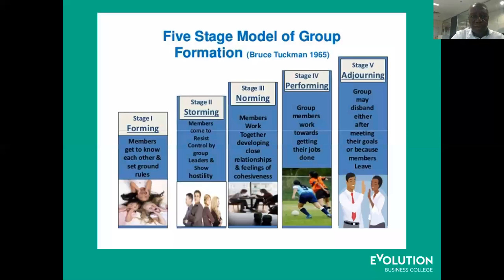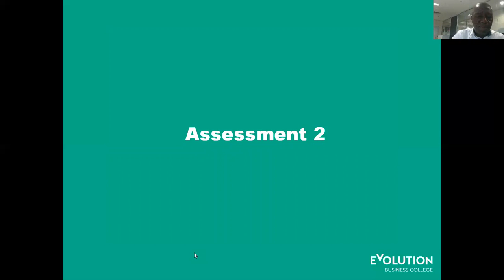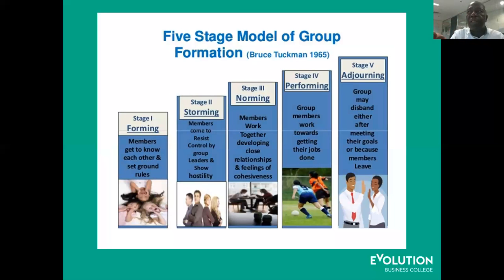Assessment 2. So let's go to assessment 2. As we discussed in assessment 2, you're going to read the case study. And in this case study, obviously, one of the questions they're asking is to explain the group team development. What are the processes that teams go through in developing and growing? Bruce Tuckman gave us a 5-stage model of group formation. And this is a must when you answer any question regarding group formation or stages of group development. This is what they're asking for.